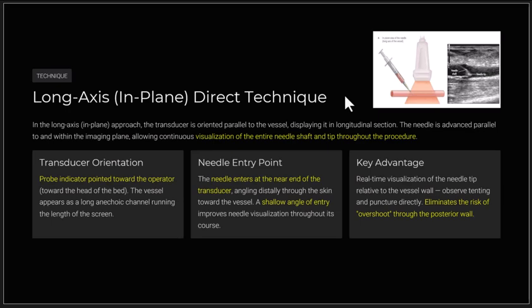When you do this in-plane technique, you're going to see your needle enter right next to the transducer, and you're going to enter at a very shallow angle of entry, which improves the needle visualization as you're traveling towards the vessel. The key advantage of the long axis in-plane technique, or of the short axis out-of-plane technique, is that ability to watch the entire visualization of your needle tip from skin entry all the way down to penetrating the vessel wall. So it essentially eliminates the risk of overshooting and accidentally going through the posterior wall of the vessel.